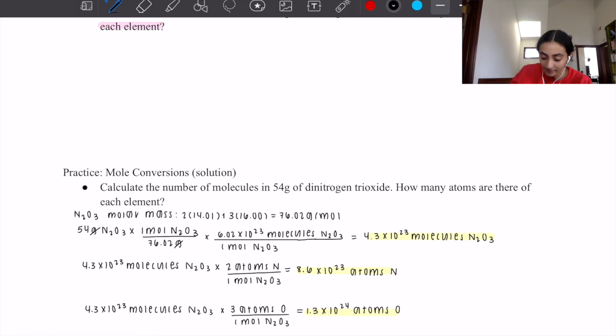And then here I am multiplying by Avogadro's number because I already have moles. So moles will cancel out, and all I have left are units of molecules. So if I divide by 76.02 and multiply by 6.02 times 10 to the 23rd, all the units cancel out, and I'm left with 4.3 times 10 to the 23rd molecules of N2O3.